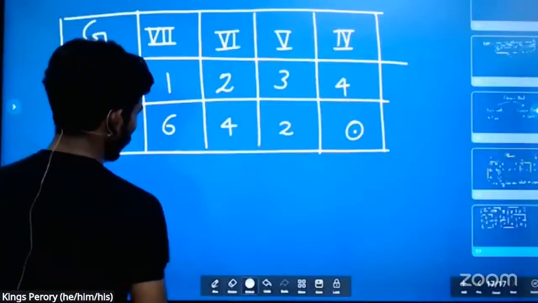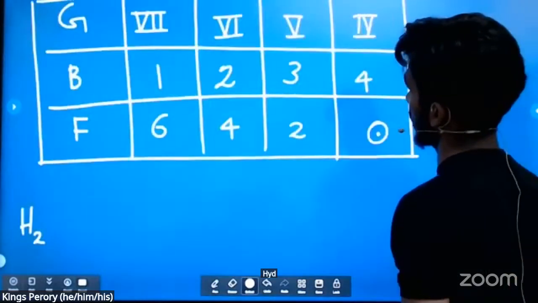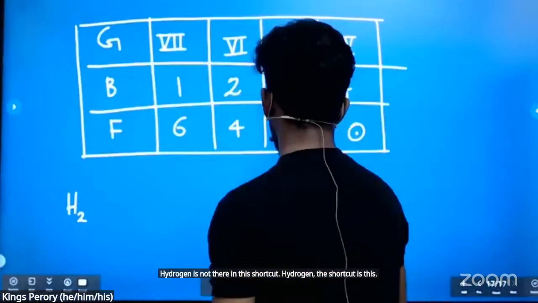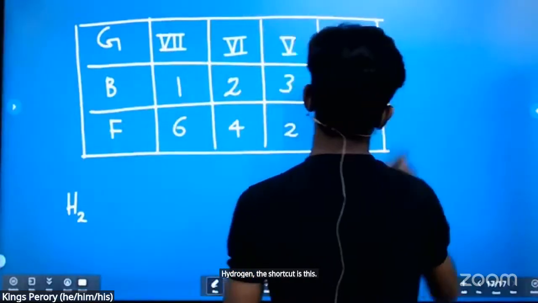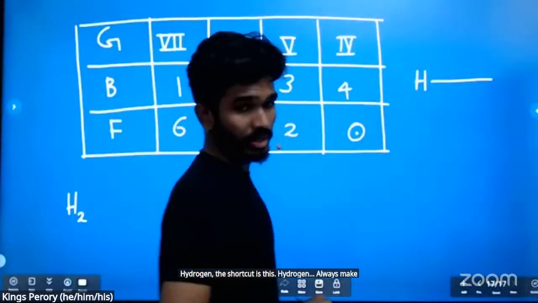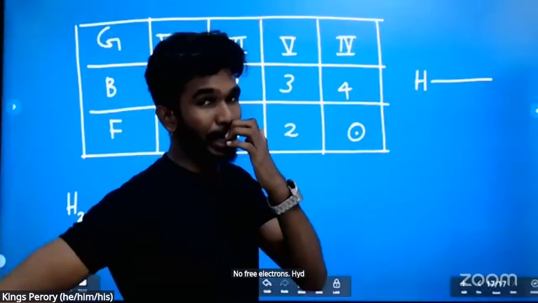Now how is this shortcut used? First we'll take homoatomic molecules. Hydrogen is not in this shortcut; it has its own. Hydrogen always makes a single bond, with no free electrons.